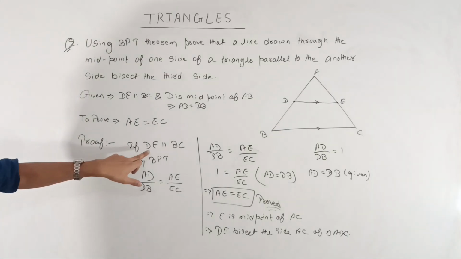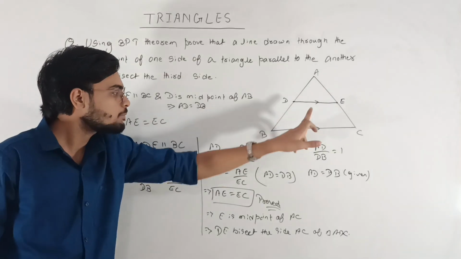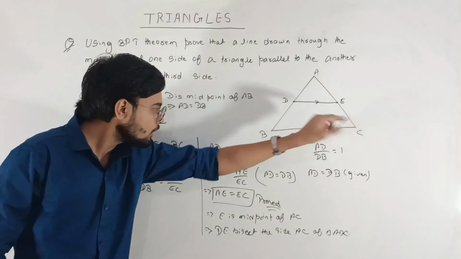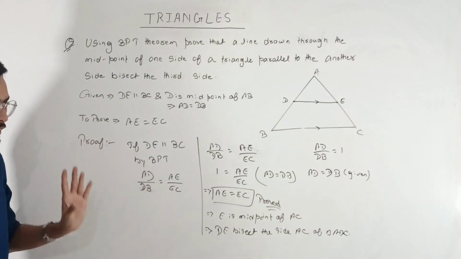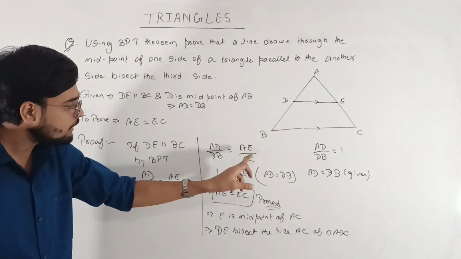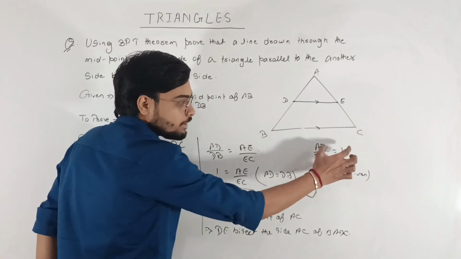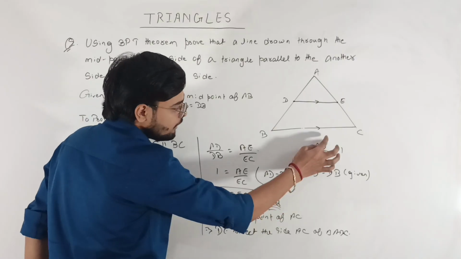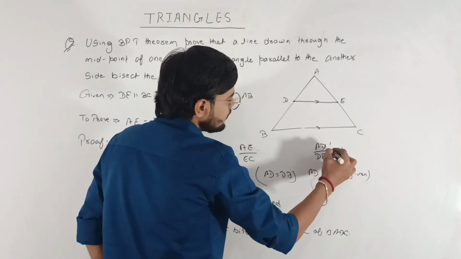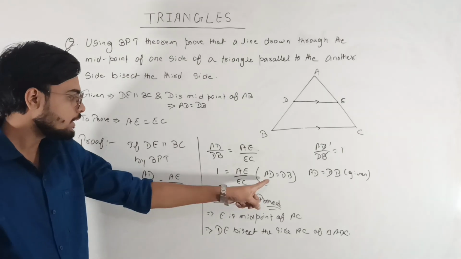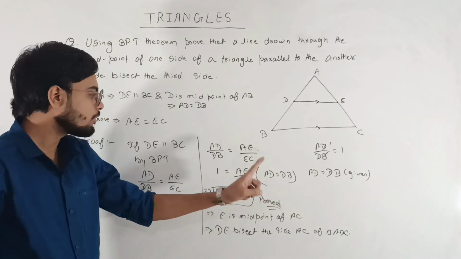Now let's prove. If DE is parallel to BC, then by BPT, AD upon DB is equal to AE upon EC. Now AD upon DB is 1. Why is AD upon DB 1? Because AD is equal to DB. That's why when they are equal, this is cancelled out by 1. So AD upon DB is 1 here. Reason: AD and DB are equal.